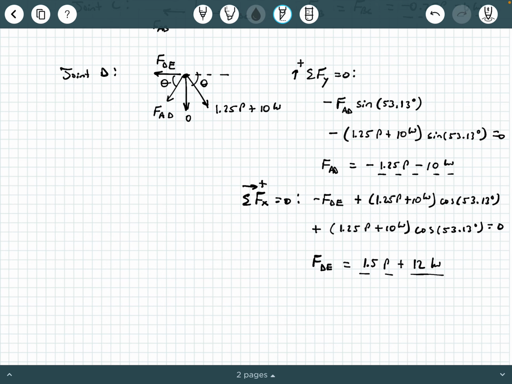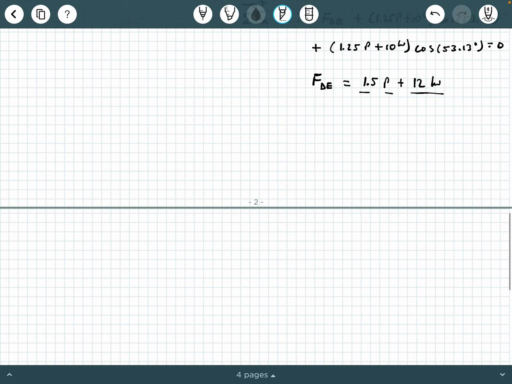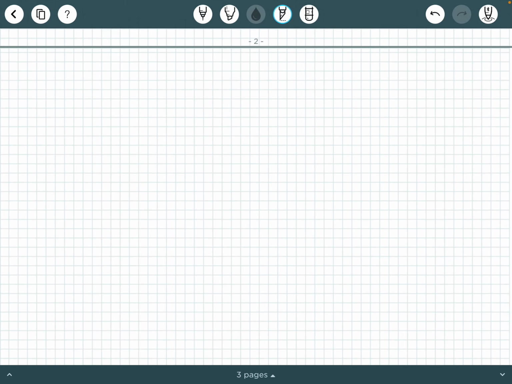At this point, we are ready to set up our Castigliano table, as I like to call it. And you don't have to write a table like this, but I do think it is good to help you stay organized. So I'm going to make a column of the members, okay? And we're going to write all these down. Member AB, BD, DE, and AD, okay? And then I'm going to write the length of each member, all right?